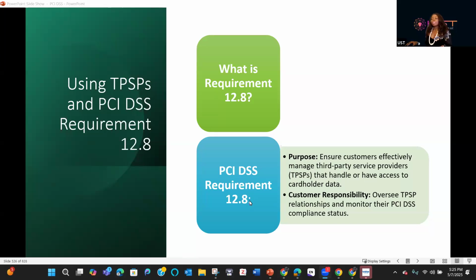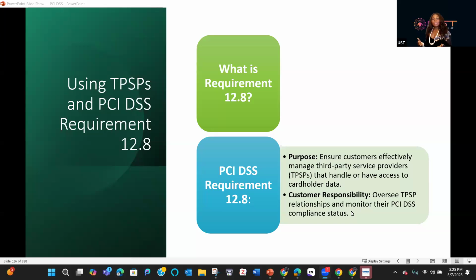First, requirement 12.8 ensures customers effectively manage third-party service providers that handle or have access to cardholder data. Customer responsibility: oversee your third-party vendor risks, oversee the relationship, and monitor their PCI DSS compliance status. Do you see? Monitor. So third-party vendor risk analysis is not all about onboarding vendors.